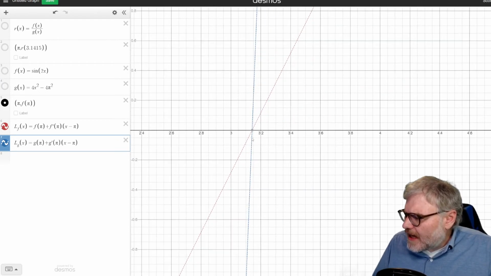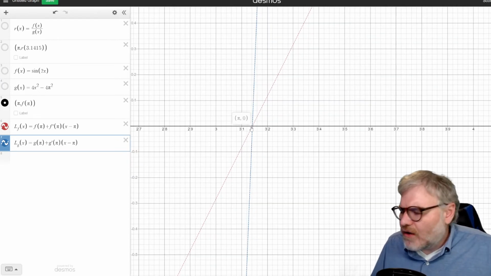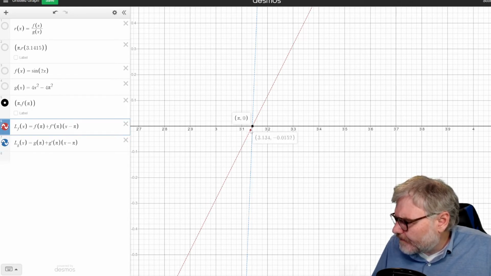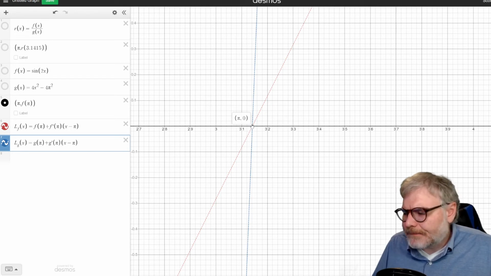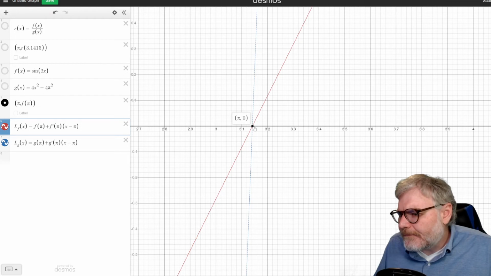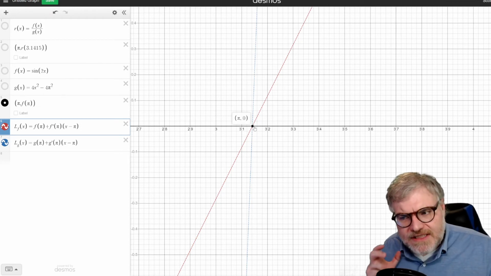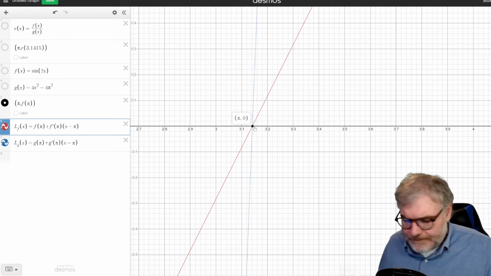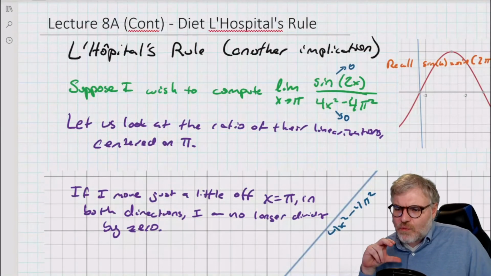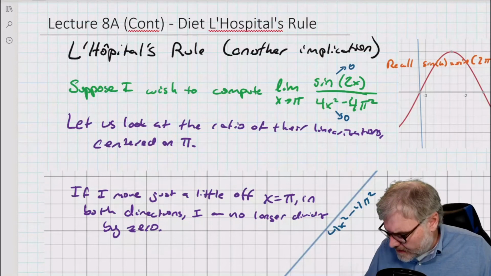But instead of looking at pi, remember, I want a limit. So I want to talk about what's going on around pi. Well, if I take this thing and divide by this thing at the same x, I'll actually come out with a number. And then what happens if I take the limit of the ratio of these linearizations? Okay, let's look at that. So that's the big idea. I want to look at the ratio of their linearizations centered on pi.